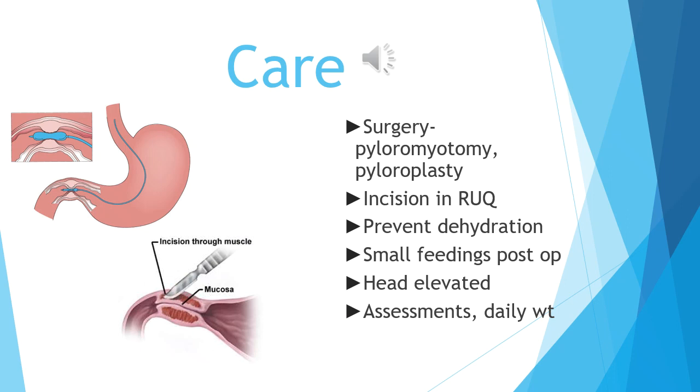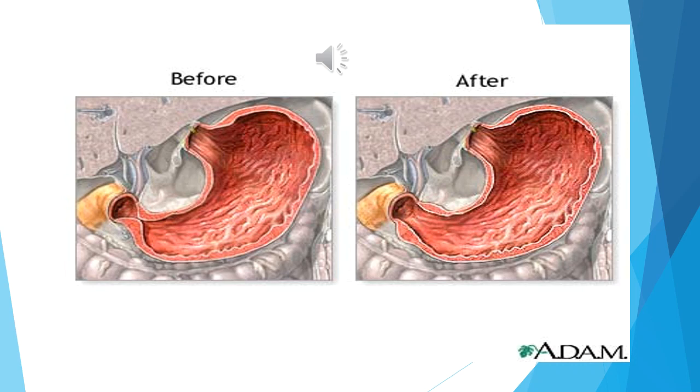The child must be kept with their head elevated to promote gastric emptying and to prevent aspiration. This may be accomplished using a car seat or a wedge. They will also have focused GI assessments and daily weight to monitor GI status. Here is an illustration of the before and after of a pyloric stenosis repair.